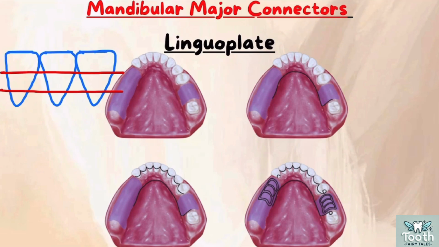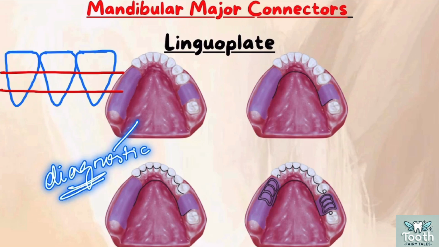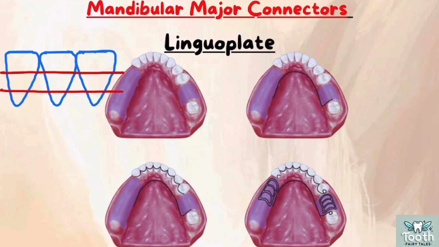Let us see the designing of the lingual plate first. Designing of the lingual plate is done on the diagnostic cast. This is a diagnostic cast. The first step in designing the lingual plate is marking the basal seat areas. The shaded portion here is the basal seat area. So you have to mark these basal seat areas on the diagnostic cast first.